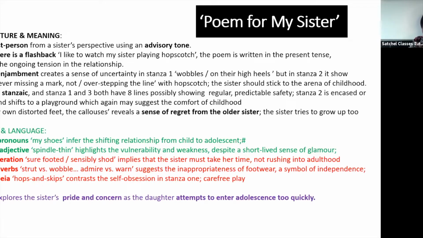Why has the poem been written? It seems as if the poem explores the sister's pride and concern. So like the first poem, there's a mix of feelings in these family relationships. In the first one, he was full of pride for the daughter, and yet there was that sense of fear and concern and separation. And similarly, there is a sense of concern and warning as the sister attempts to enter adolescence too quickly.